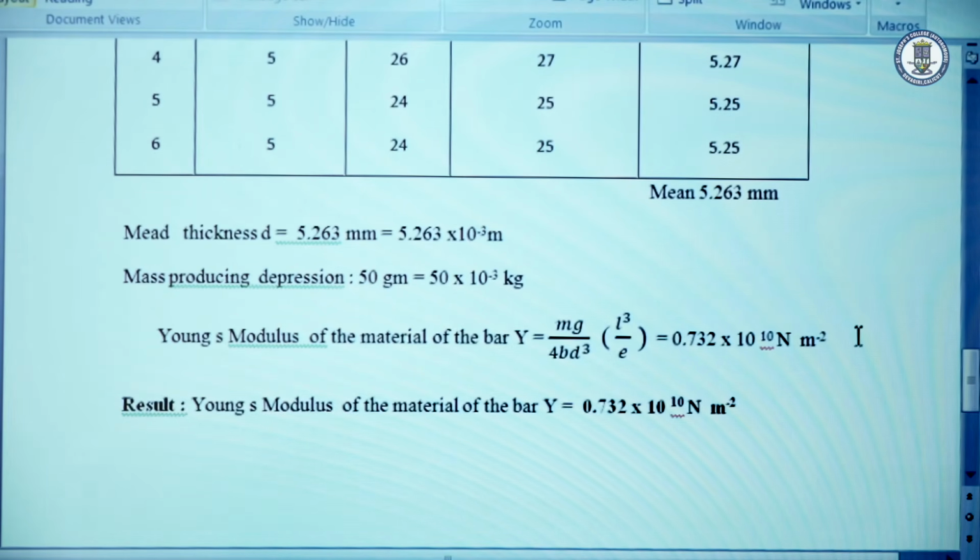Then we obtain a value of 0.732 into 10 to the power of 10 Newton per meter square, or Newton meter raised to minus 2. That is the Young's modulus of the material of the given bar which is calculated.